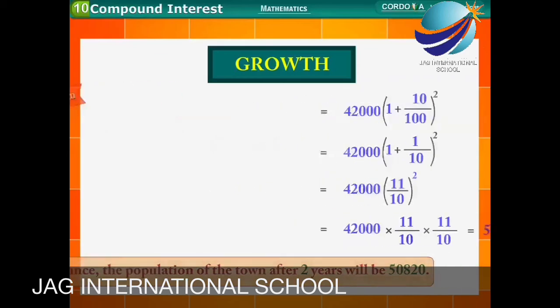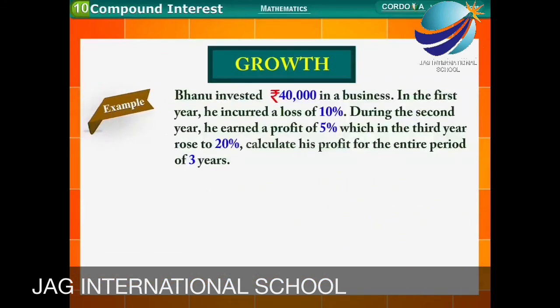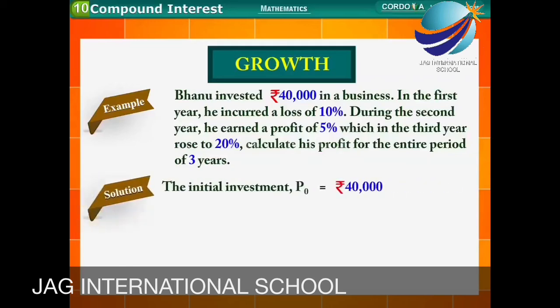Example, Bhanu invested rupees 40,000 in a business. In the first year, he incurred a loss of 10%. During the second year, he earned a profit of 5%, which in the third year rose to 20%. Calculate his profit for the entire period of 3 years. Solution. The initial investment, P0, is equal to 40,000 rupees.